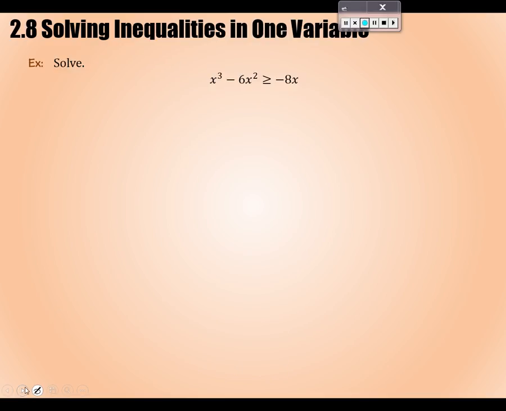All right, so let's solve this one. Notice all the ones I've given you so far have been nice, tidy, factored. I want to know, give me the set of all x values that makes this statement true. Oh, we're supposed to solve that. I don't like solving that.